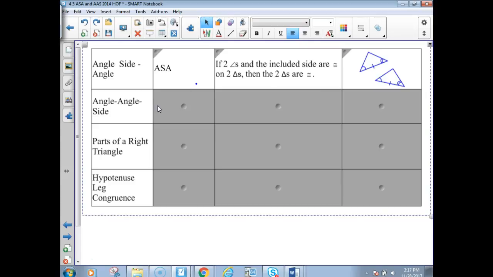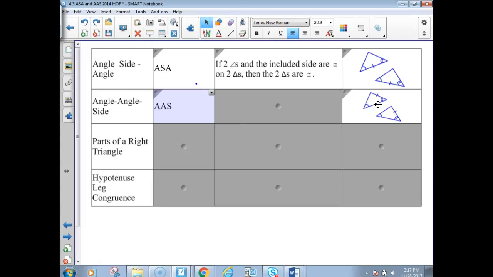I don't want to just keep reading it, but this is awful quiet. Very nice. All right, so again, angle, side, angle. If two angles and the included side are congruent on two triangles, then the two triangles are congruent. The next one is angle, angle, side. And you have a picture that shows a good diagram of that possible situation. And what that one says is that if two angles and the non-included side are congruent on two triangles, then the two triangles are congruent.